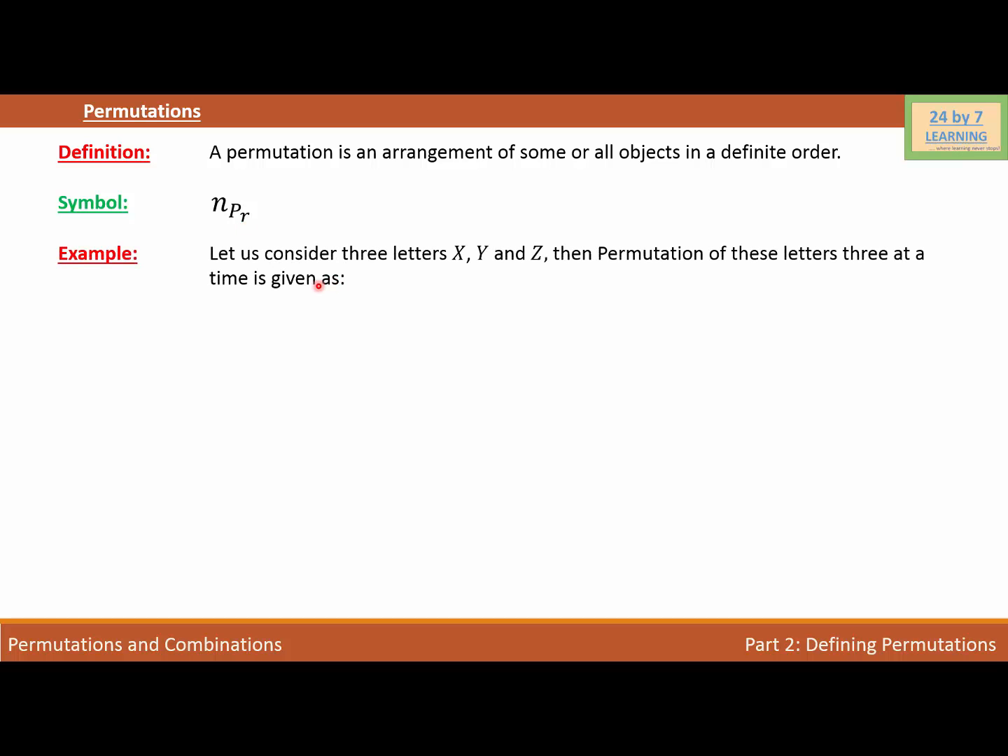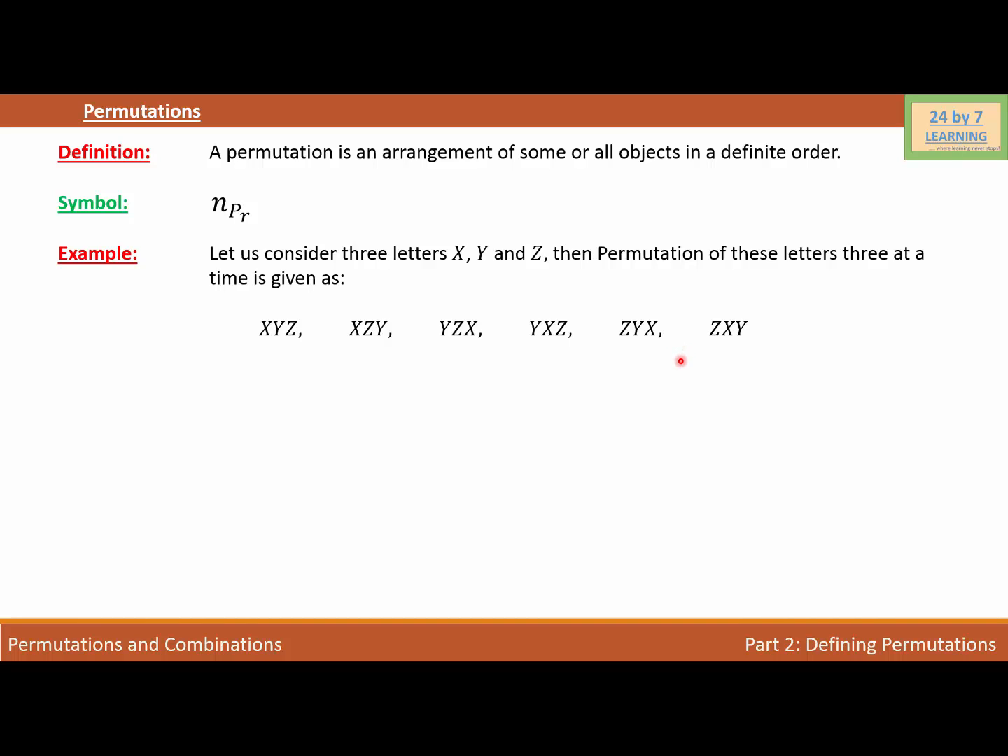Now let's consider an example. Let us consider three letters X, Y, and Z. Then permutation of these letters 3 at a time is given as XYZ, XZY, YZX, YXZ, ZYX, and ZXY. As you can see in this example, I have arranged X, Y, and Z in different order, and if you do that, you have 1, 2, 3, 4, 5, 6. You have 6 different combinations for 3 letters X, Y, and Z.